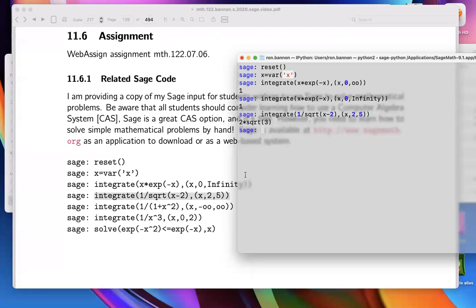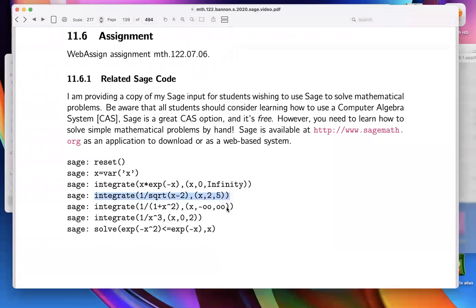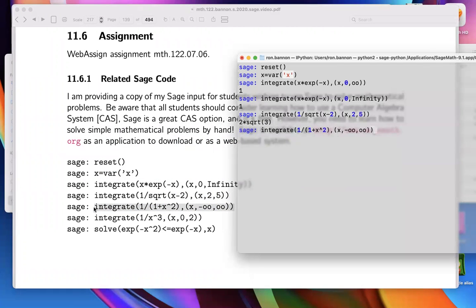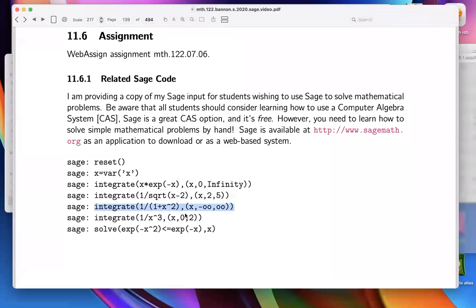All right. So let me do this one over here. And I'm seeing that OO stuff now. And that means minus infinity to plus infinity. It's an improper integral. The domain is all real numbers. So it seems like it's going to work out okay, provided you can integrate it. Yep, you get pi. All right, I think we did that one too.